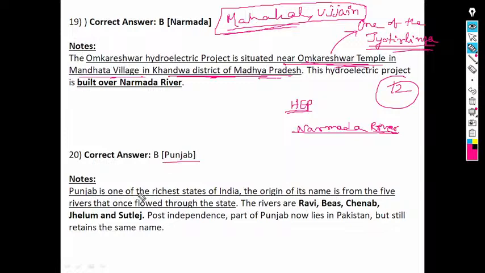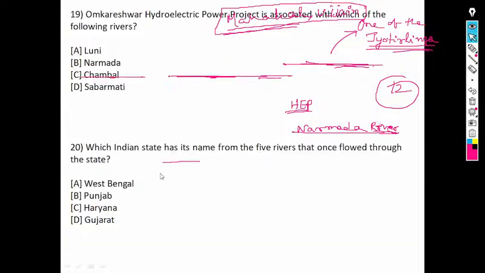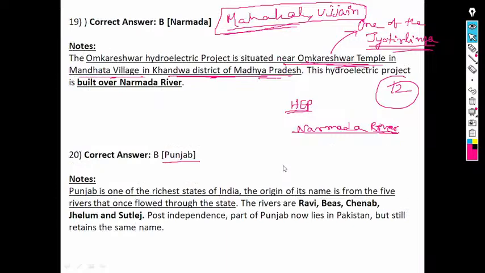Next question. Which Indian state has its name from the five rivers that once flowed through the state, particularly? Okay, that is your Punjab. Punjab is one of the richest states of India. Its name originates from the five rivers that once flowed through the state, that is Ravi, Beas, Chenab, Jhelum, and Satluj.